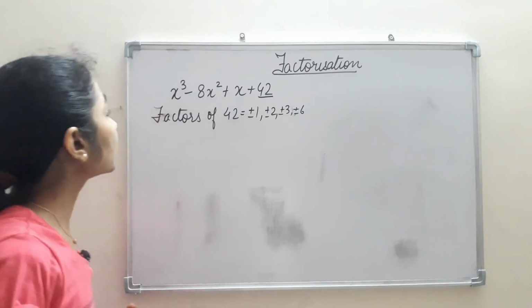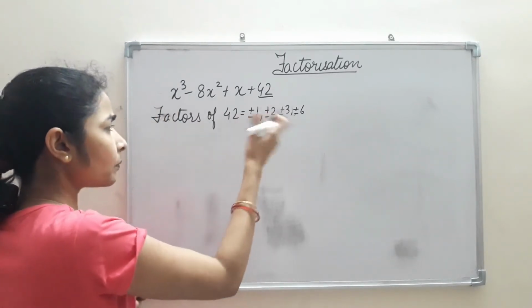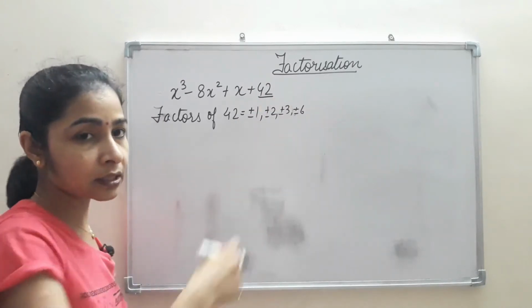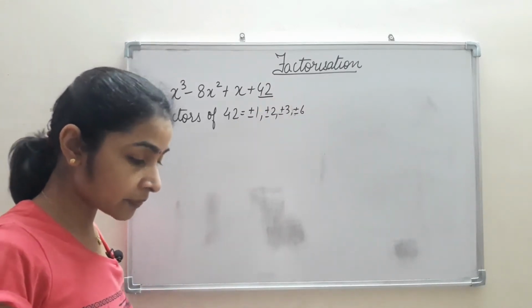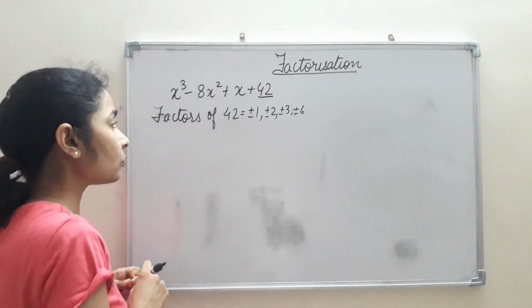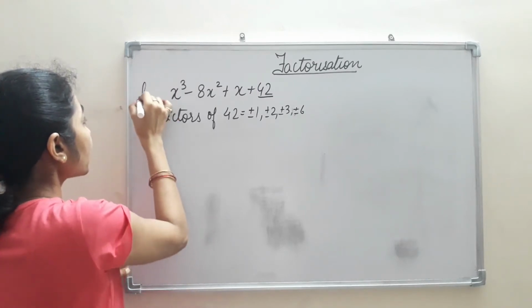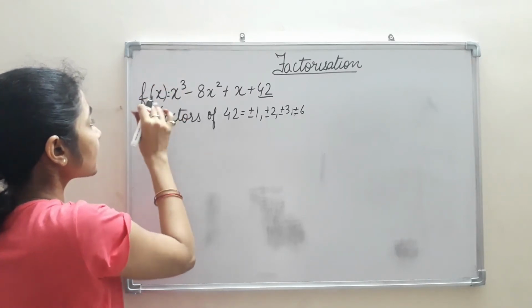If 2 would be the factor, then we will get it in the division also. So let us take any one of them, 2 or 3, as a factor. I am taking 3 as a factor. So the function of this is f(x). I am substituting the value x equal to 3.